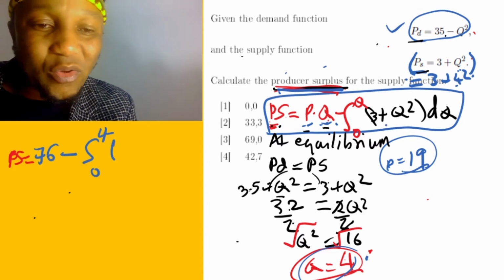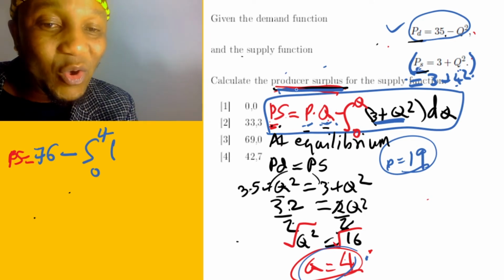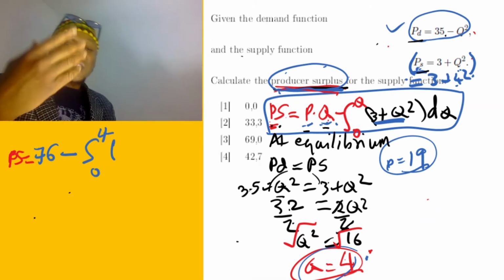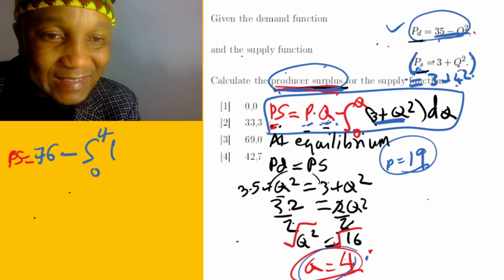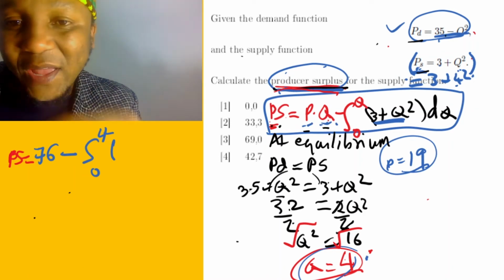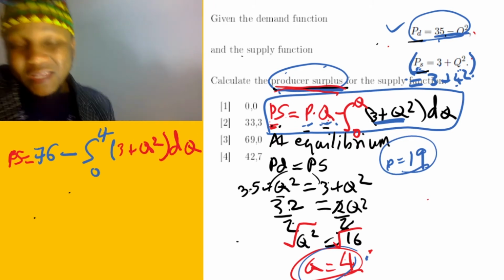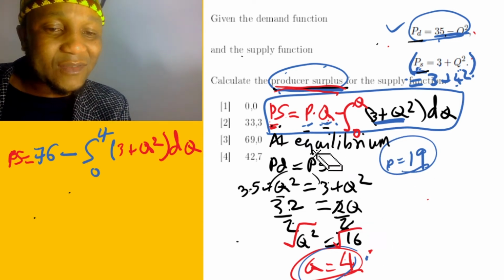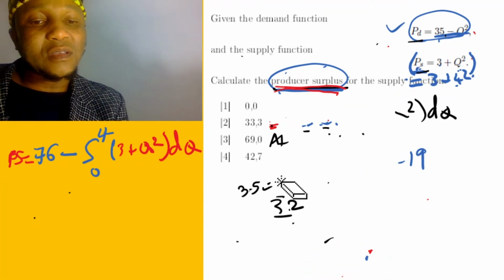And then here we're going to write the function of supply because we're looking for producer surplus. But if it was consumer surplus, we're going to use the other function here. So for now we're going to use this: 3 plus Q squared dq. So we can just solve that, and now we can get it. So I can just simplify. I can just erase this quick so we have enough space, and then we can finish up our question.